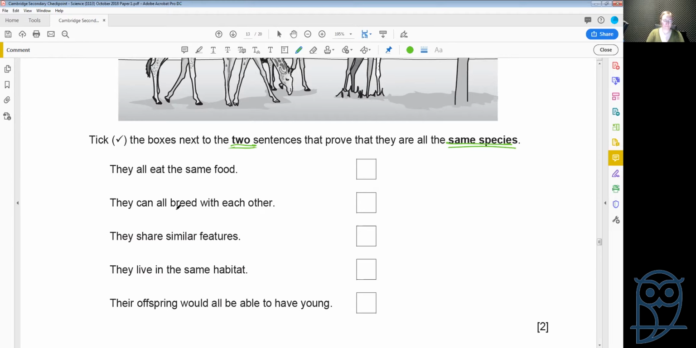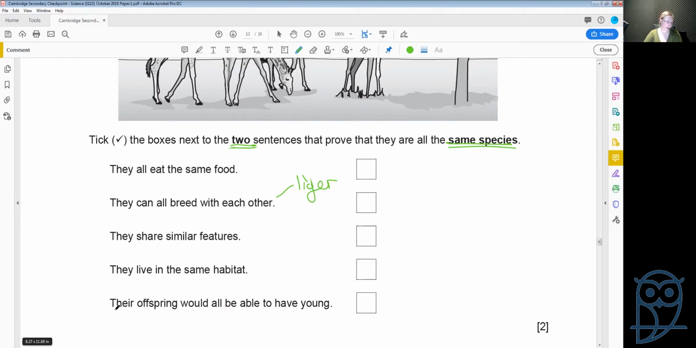So here is a slight trick. They can all breed with each other. We do get animals such as ligers and all sorts of things like that, which is a lion crossed with a tiger and all sorts of strange mixed breeds of the big cats. The problem with ligers is they're all infertile. Their kids can't have kids. So they can breed with each other, but they are infertile. So their offspring can't have young.